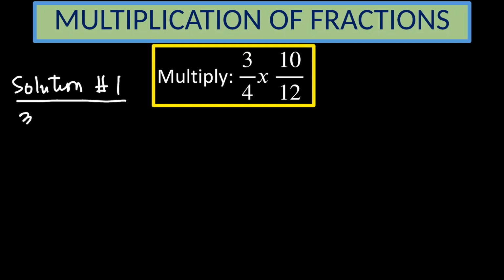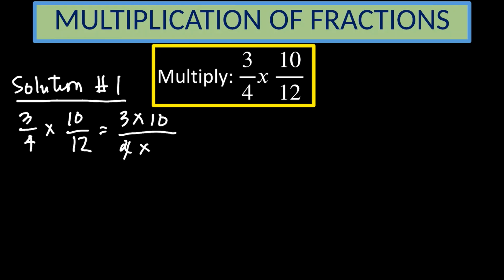So we'll have 3/4 times 10 over 12. We multiply numerator by numerator, and then we multiply denominator by denominator. So we have 3 times 10, and then we have 4 times 12. And so 3 times 10 will give us 30, and 4 times 12 will give us 48.